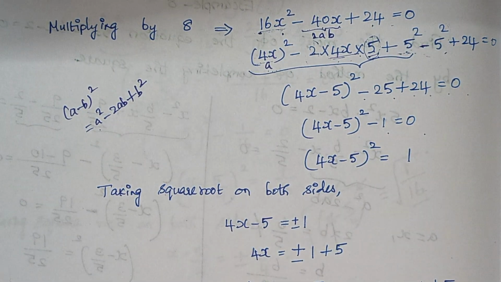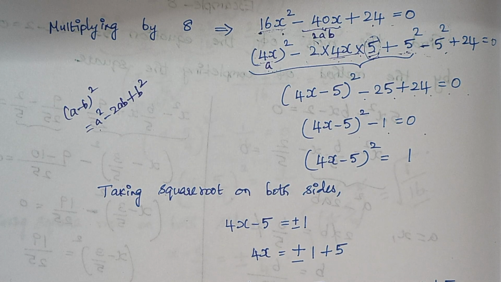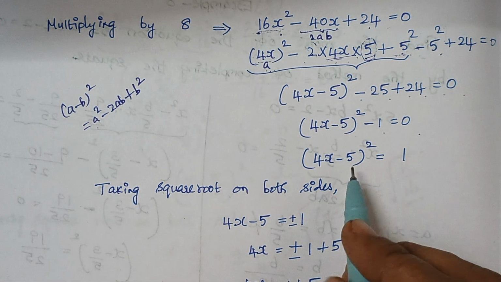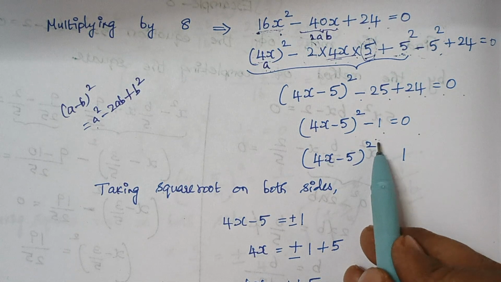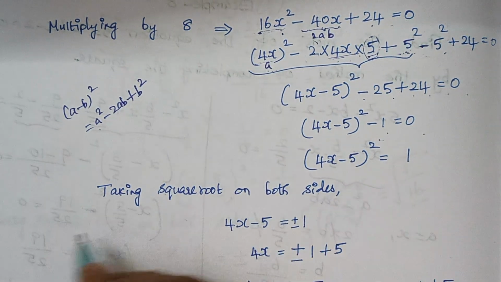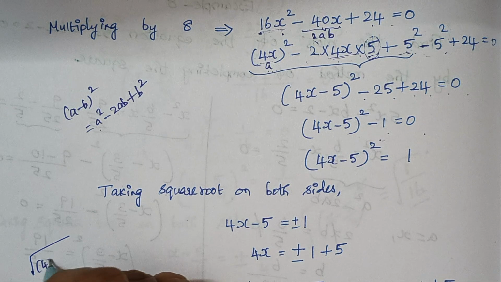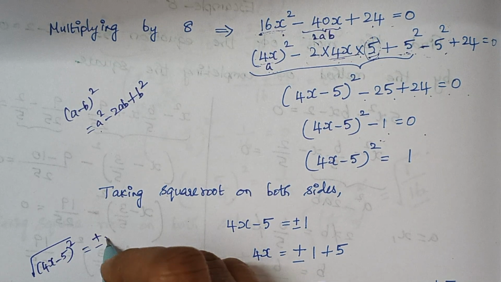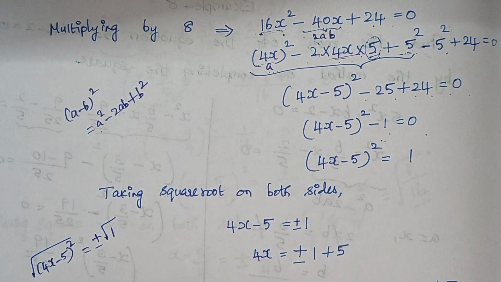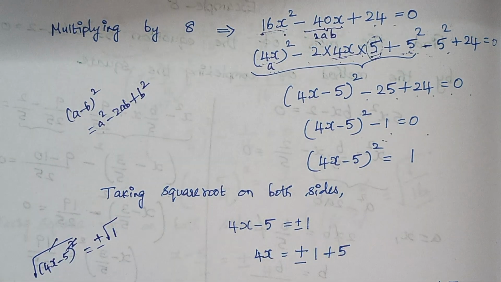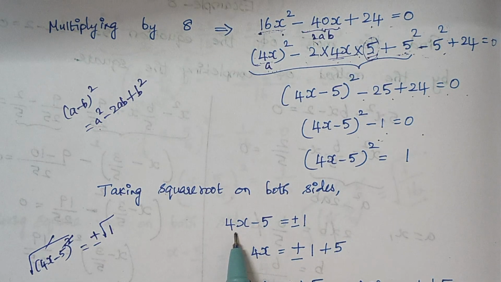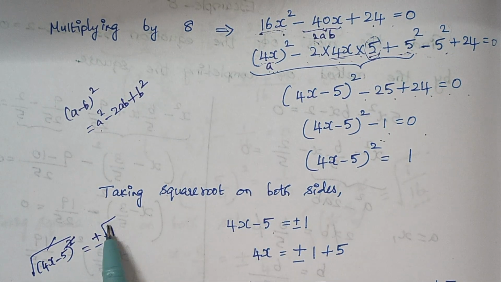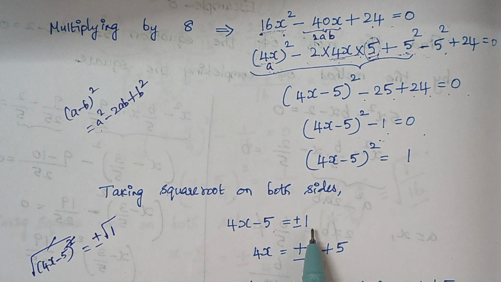Now we are going to take square root on both sides. So when square root is taken, what happens? Actually, I had skipped that step. You see, the square root of 4x minus 5 the whole square is equal to plus or minus square root of 1. So this square root and this square cancel each other. So we have 4x minus 5, and square root of 1 is 1. So plus or minus 1.